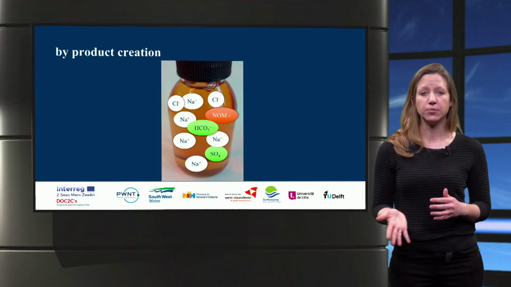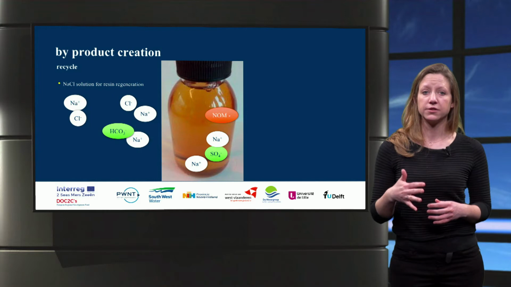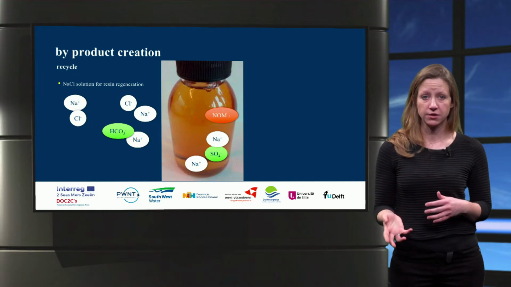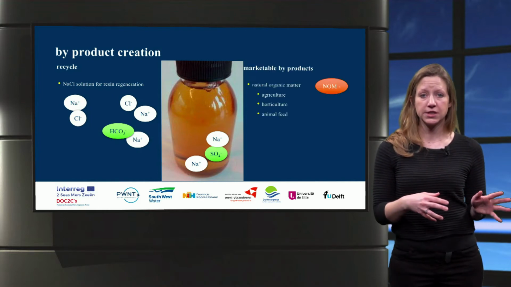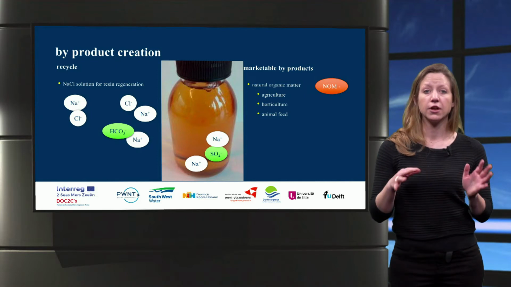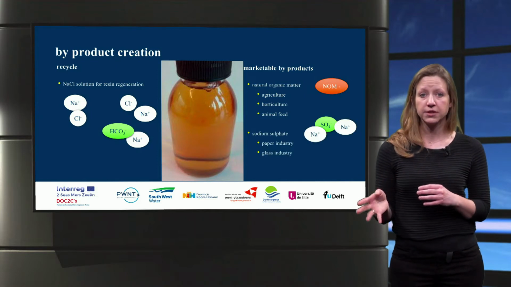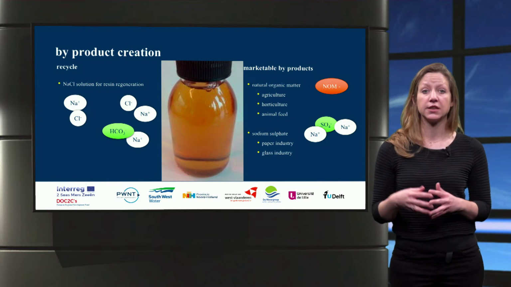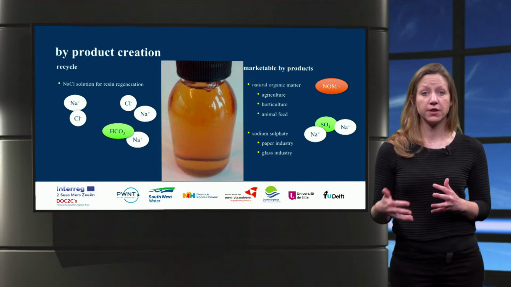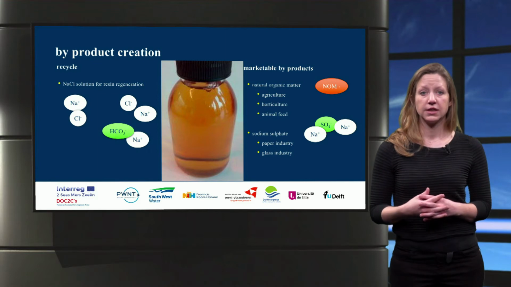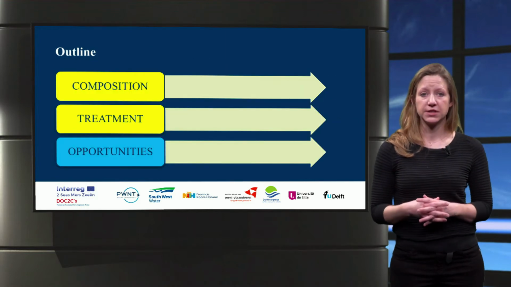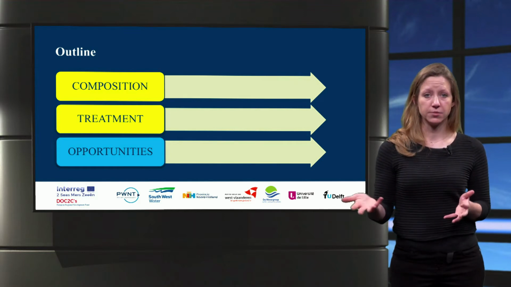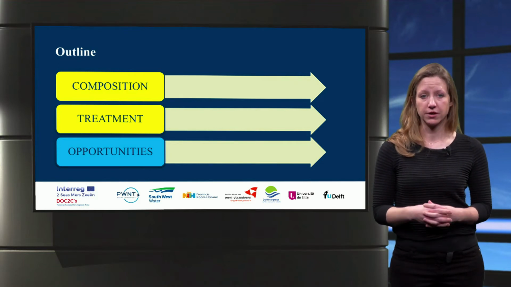In this given example, after the recovery of monovalent salt like sodium chloride for regeneration, natural organic matter can be separated for application in agriculture from the sodium chloride, which itself can be used in the glass or paper industry. Once all compounds are separated and reused, we end up with theoretically zero discharge. This brings us to the last part of this presentation and the market opportunities for byproducts of brine treatment, specifically for the natural organic matter.